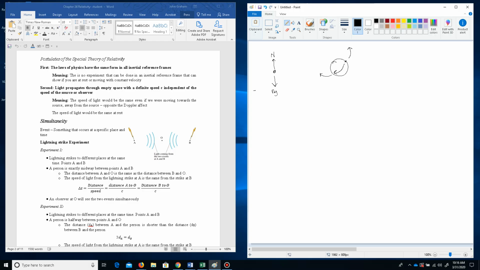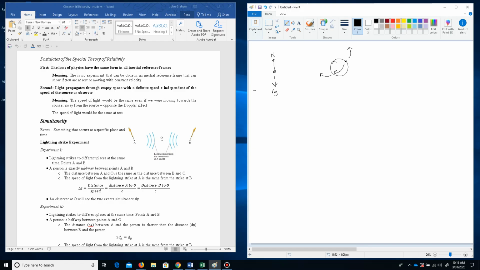And then the second postulate is that light propagates through empty space with a definite speed c, independent of the speed of the source or the observer, meaning the speed of light would be the same even if we were moving towards the source or away from the source, which is opposite of the Doppler effect, which we have learned about in chapter 12. And so the speed of light would be the same even if something is at rest as well.